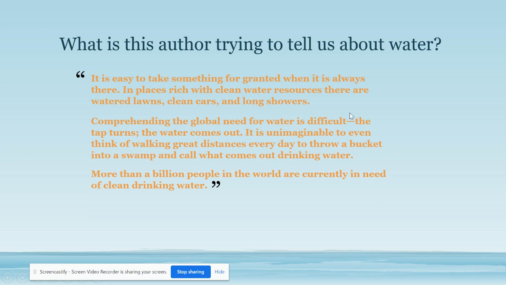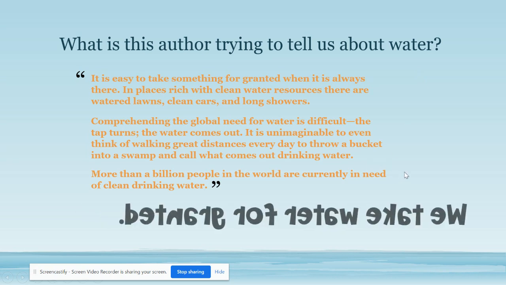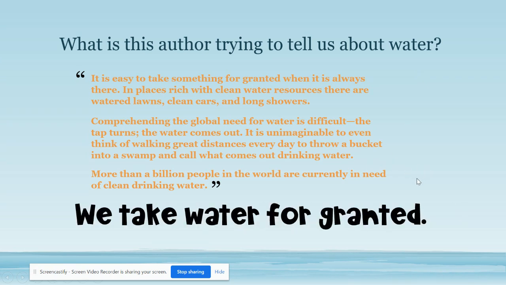In your Google Classroom assignment today, this exact quote will be there and this question will be there for you to answer. This is going to be my way to check in and see if you're listening to the literacy lesson. I will know that you've done that if this is your answer: We take water for granted. You need to have a capital at the beginning and a period at the end and spell everything correctly to get the points. This is worth 5 points today. And this is what the author is trying to tell us, that we take water for granted.